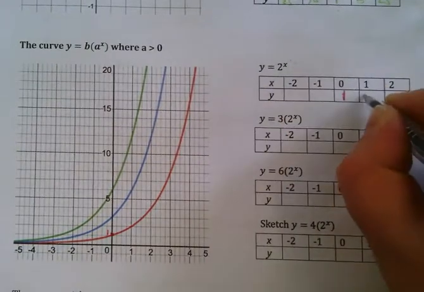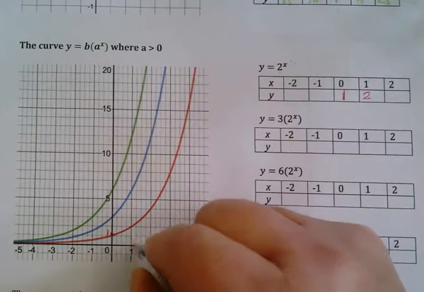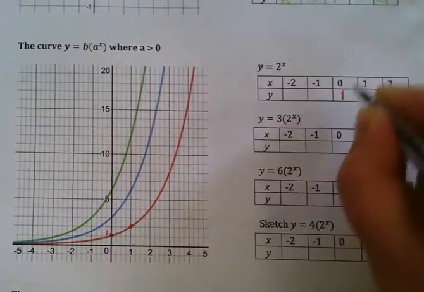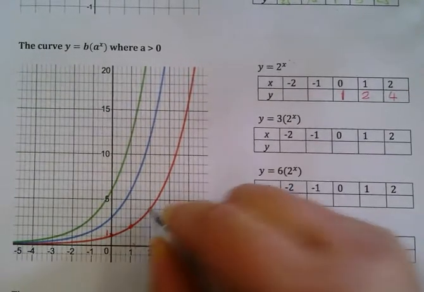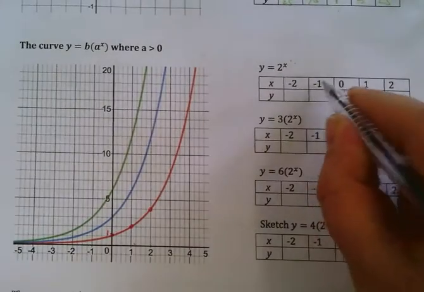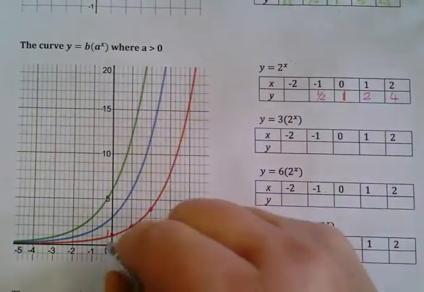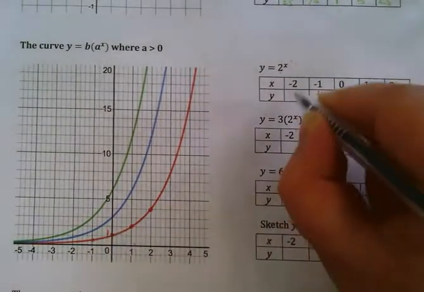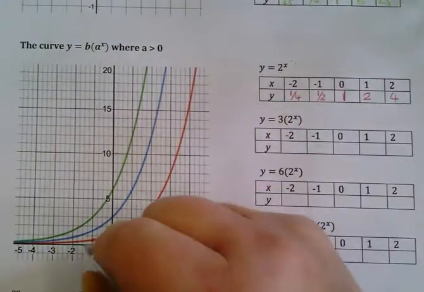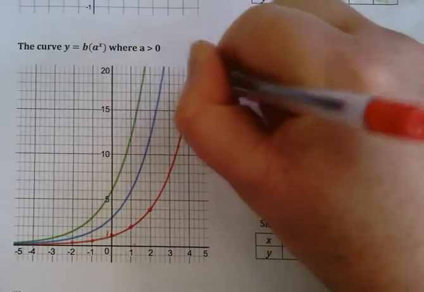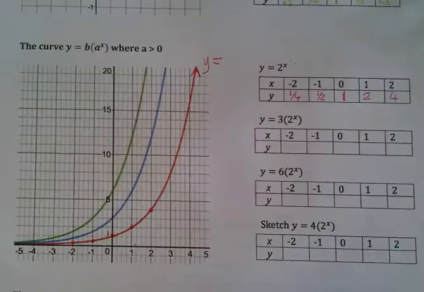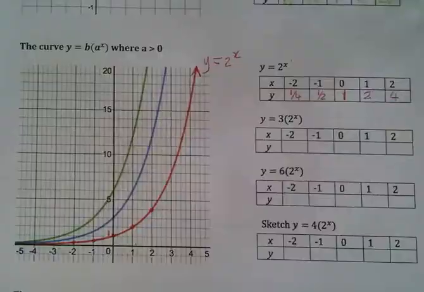2 to the power of 1. So when x is 1, y is 2, which is there. When x is 2, y is 4. So this is the point (2, 4). That's right. When x is negative 1, we got a half before, so (-1, 1/2). And when x is negative 2, we got a quarter. That's (-2, 1/4). So the red curve is y equals 2 to the power of x. We looked at that one before.